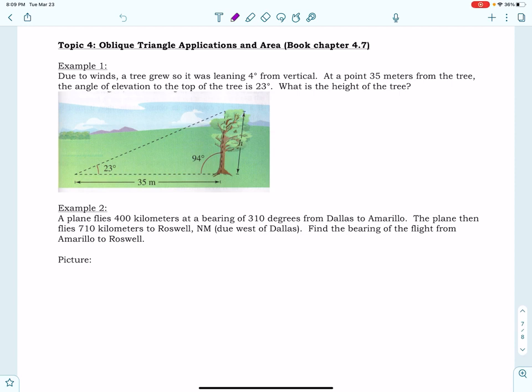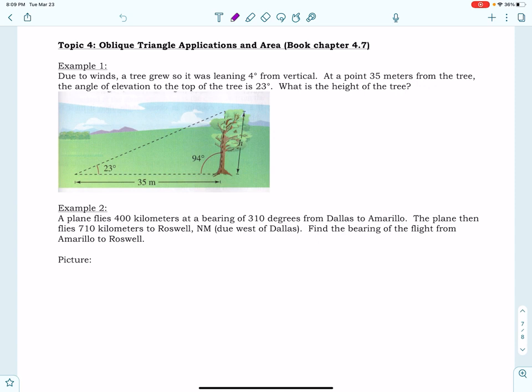Okay, in this video, pre-calculus, we are looking at oblique triangle applications and area. We won't get all of that done in this video because I don't want it to go on forever. Anyway, we've learned about the law of sines and the law of cosines. So why do we need them? Well, we need them for triangles that are not right triangles.